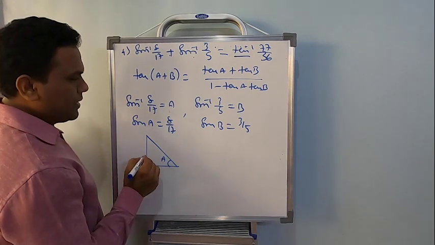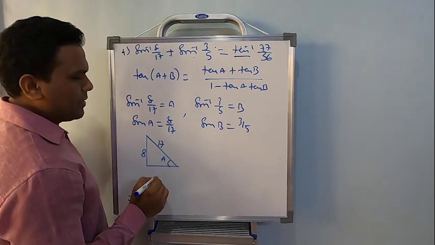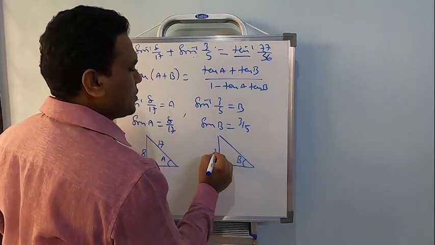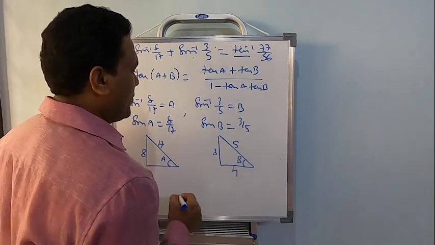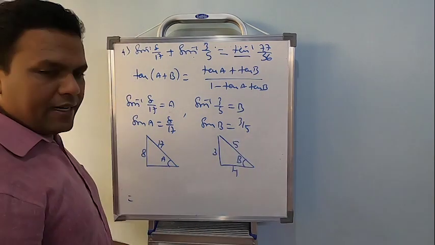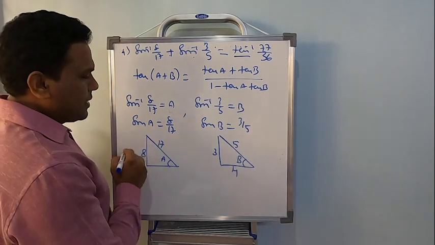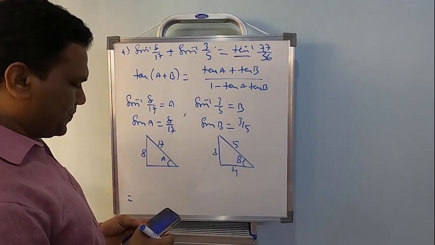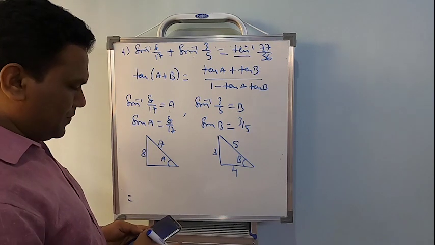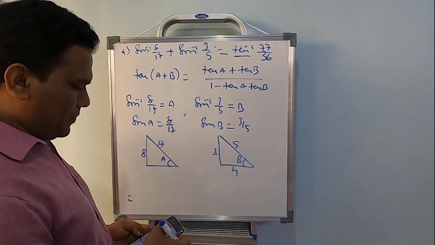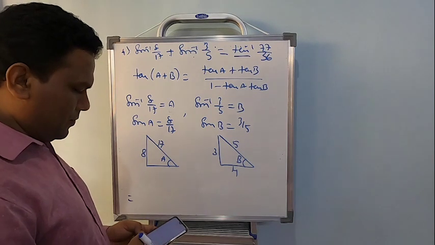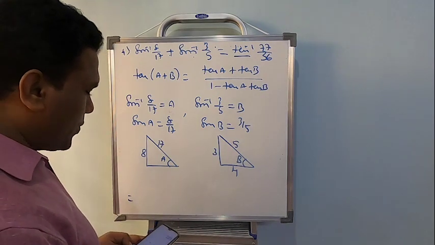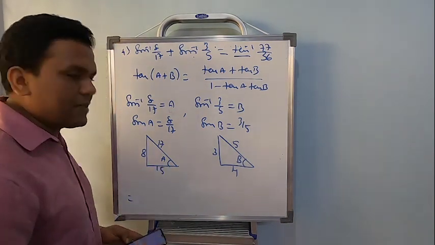By the definition of sine, this will be 8 and this will be 17. And if I complete the triangle for b, this is 3 and this will be 5 and this is going to be 4. So 289 minus 64 will be 225. So the square root of 225 will be 15. So this side is going to be 15.